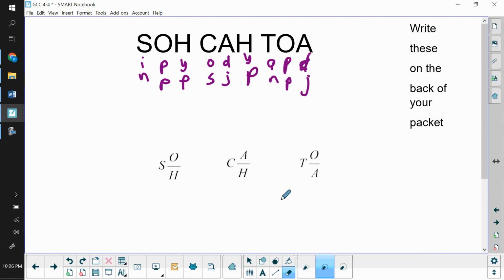So another way you can write it, and I kind of like this down here for our SOHCAHTOA. S stands for sine, and it's saying you'll do opposite over hypotenuse. Cos is for adjacent over hypotenuse, and tan is opposite over adjacent.